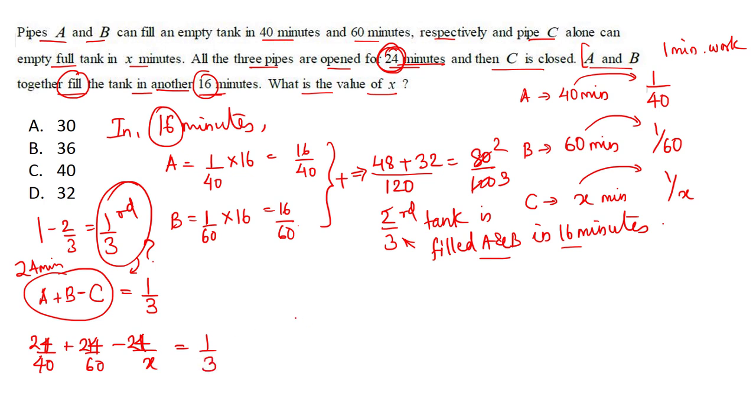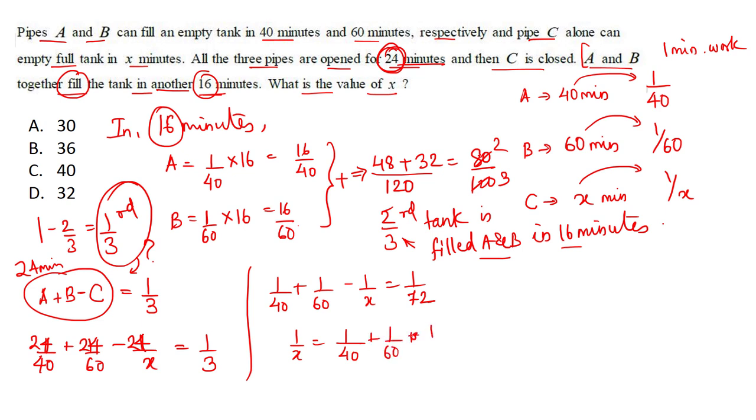Now, if we divide by 24 throughout, what we are going to get is 1 upon 40 plus 1 upon 60 minus 1 upon x will be equal to 1 upon 3 into 24, which is 72. So 1 upon x is going to be 1 upon 40 plus 1 upon 60 minus 1 upon 72. First, instead of taking the entire LCM, I'll take the LCM of 40 and 60, that comes out to be 120. 3 plus 2 is 5. Minus 1 by 72. So 5 ones are 5, 24s are.